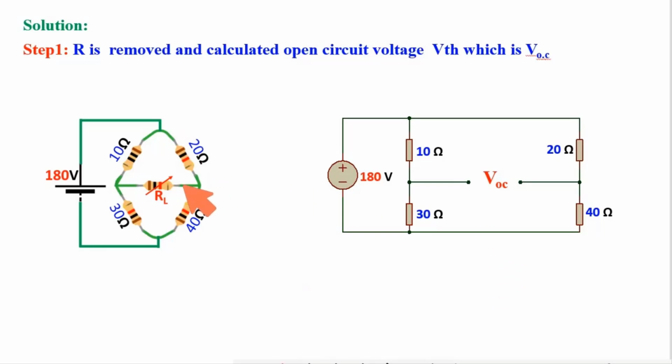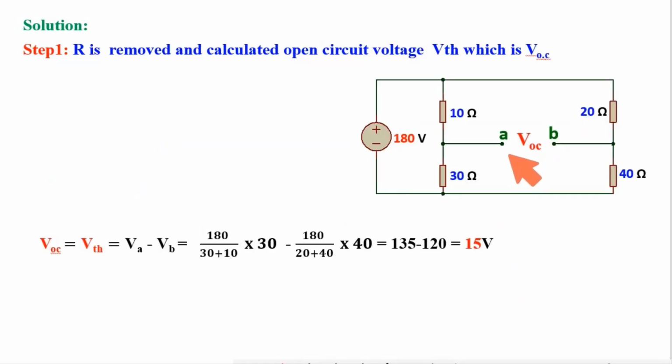So this is the same circuit, RL has been removed. This is VOC, the open circuit voltage. The rest of the parts are the same. What is VOC? VOC is the potential at point A with respect to B, that is VA minus VB. So VOC is equal to VA minus VB.